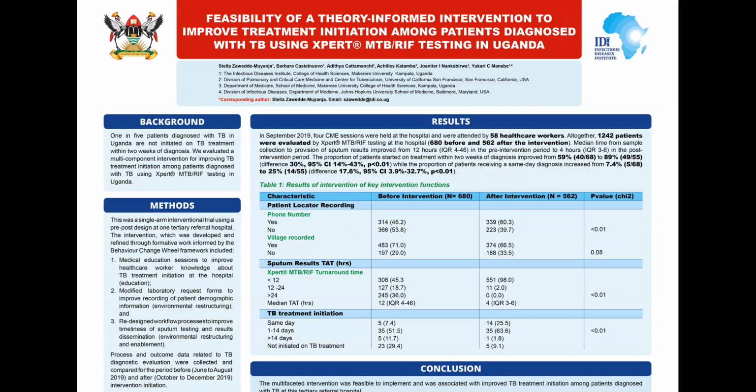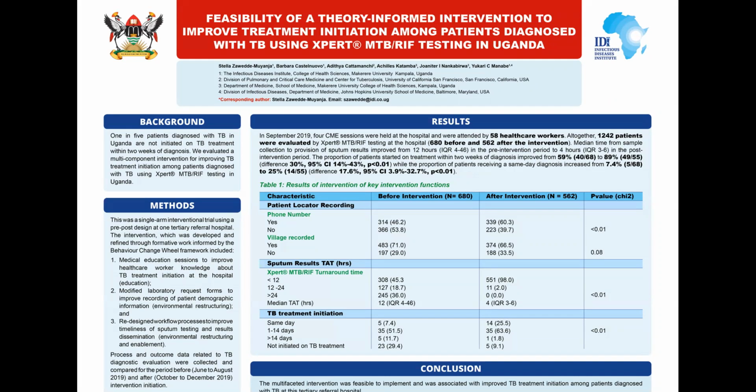In order to meet the End TB target, to reduce TB-associated mortality by 95% over the next 15 years, we must improve treatment initiation among patients diagnosed with TB. We evaluated a multi-component intervention for improving TB treatment initiation among patients diagnosed with TB using Xpert testing. This was a single-arm intervention trial using a pre- and post design at 1 tertiary referral hospital.